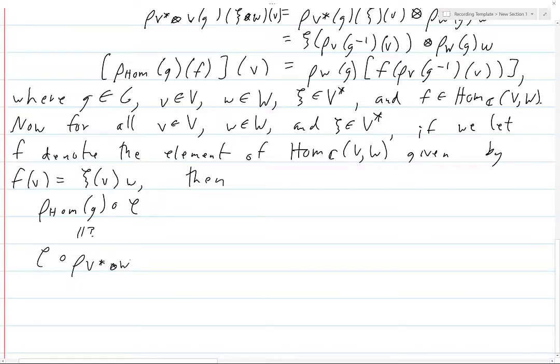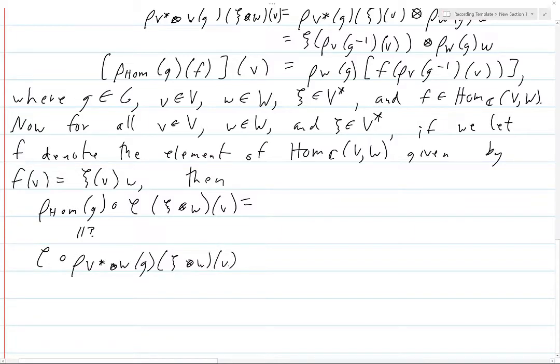And so, anyways, to figure out what this is, we have to evaluate this at xi tensor W, and then evaluate that at V. And so let's figure out what this is. So we want this to equal this, evaluated at G, evaluated at xi tensor W, evaluated at V.